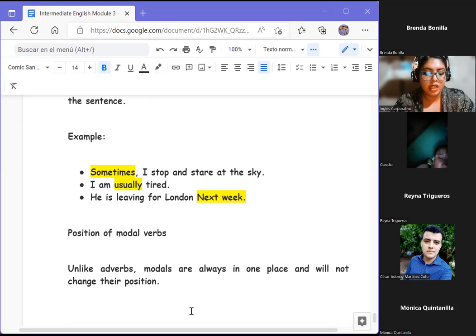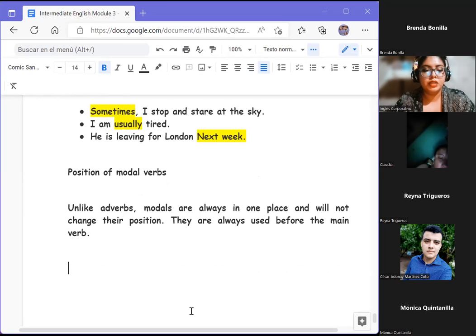And it says that they are always used before the main verb. So they are attached to the main verb. So in the place that the main verb is, there will be the modal verb. So we are going to see the example.